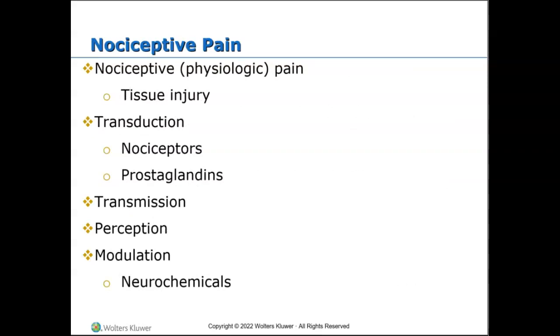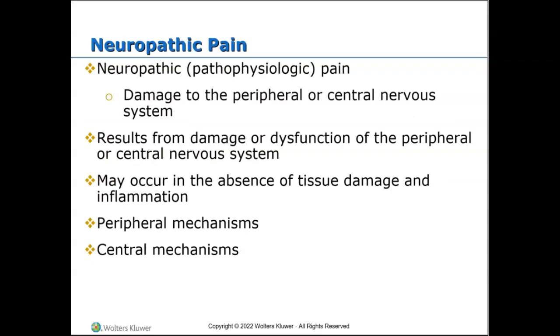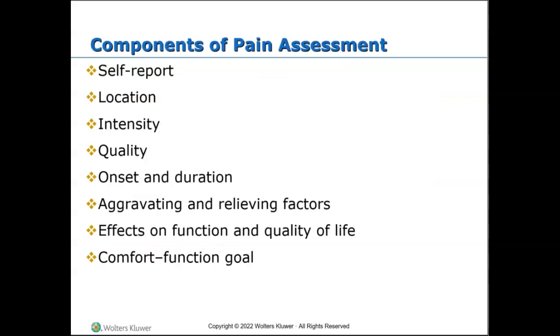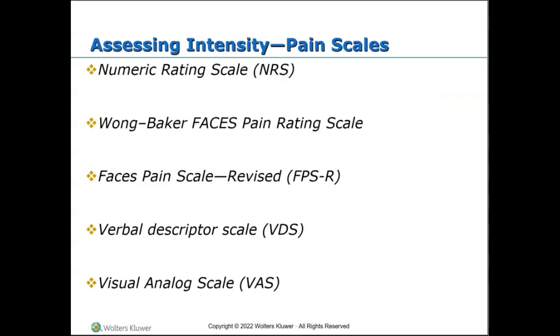We talked about all of the nociceptive pain. We talked about neuropathic pain. I will just mention, though, remember, it's damage to the peripheral or central nervous system, and it can be damage directly to it or dysfunction of the CNS, right? And it can occur in absence of actual tissue damage, right? And inflammation. Talked about all of that.